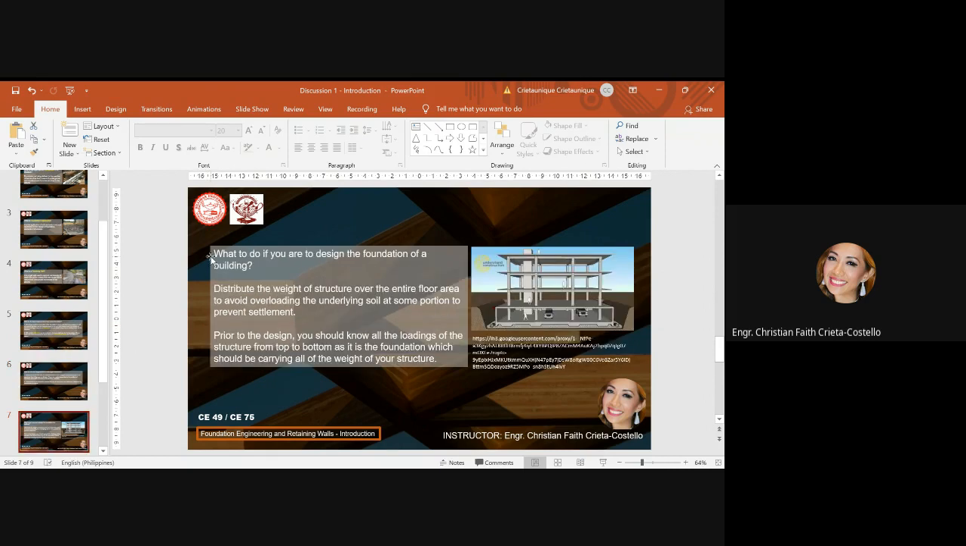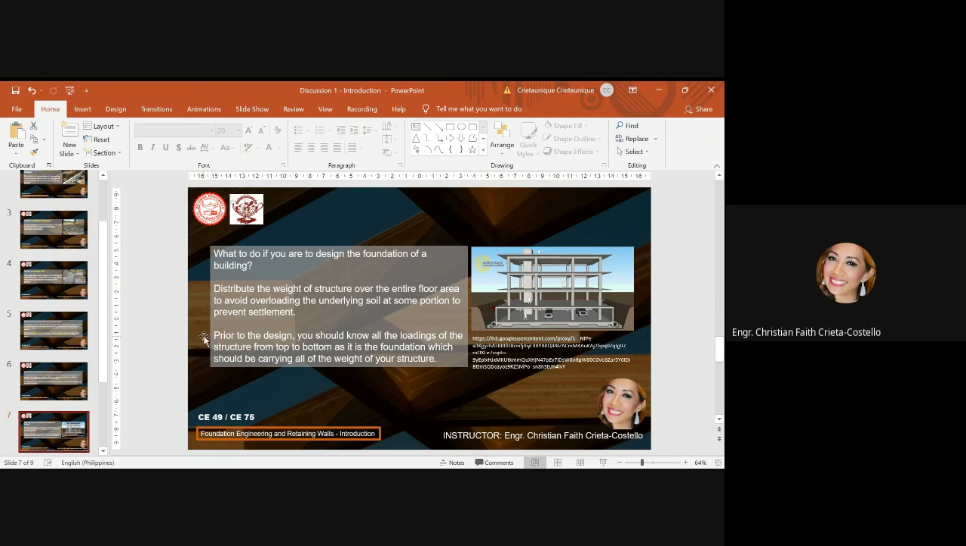What to do if you are to design the foundation of a building? Of course, first is to distribute the weight of the structure over the entire floor area to avoid overloading the underlying soil at some portion to prevent settlement. So we should always prevent settlement of the structure that we are designing. As you can see here in the image, it is clearly seen that the foundation is evenly spread over the entire floor area of the structure.